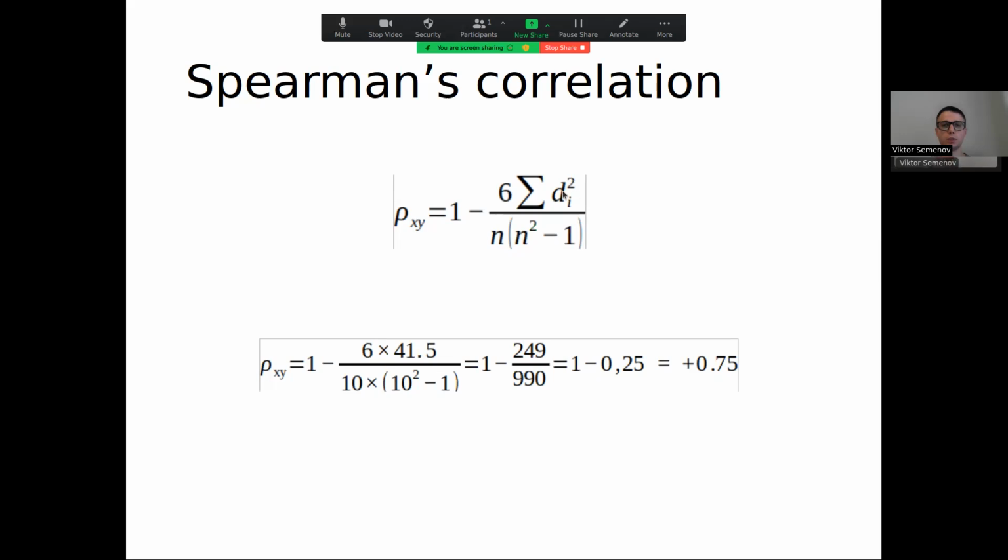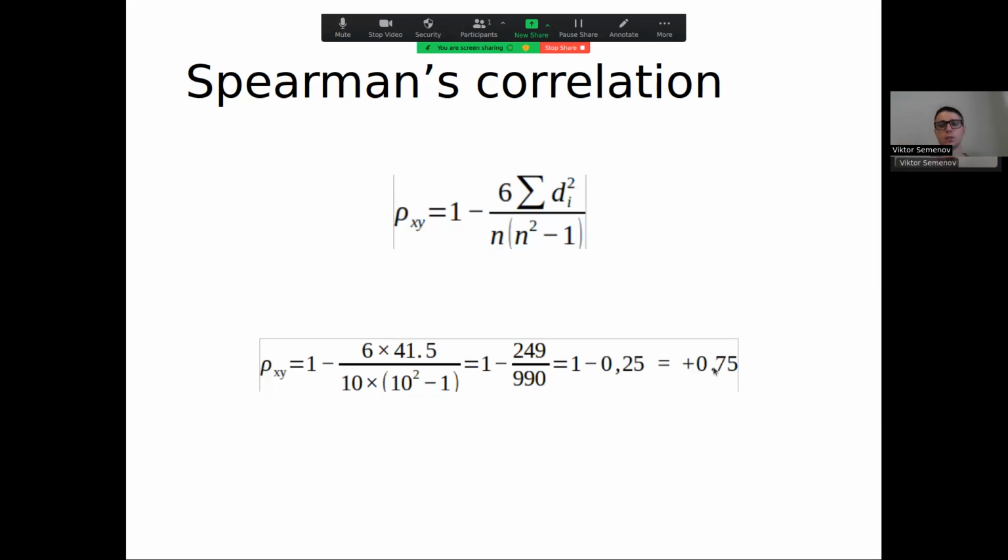So just put the numbers instead of these symbols. And here we go, 1 minus 41.5, the number that we've got from the previous calculations. And we know the number of observations is 10. So 10 multiplied by 10 squared minus 1. I do the math, and we get to the number 1 minus 0.25 plus 0.75.